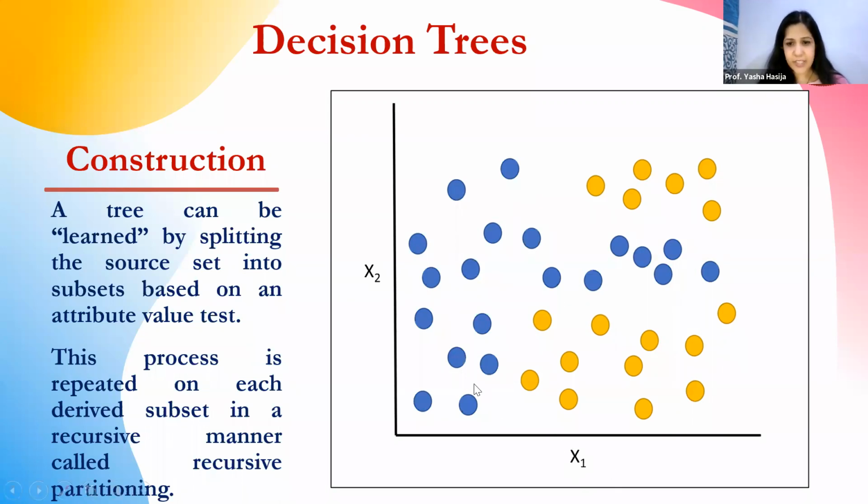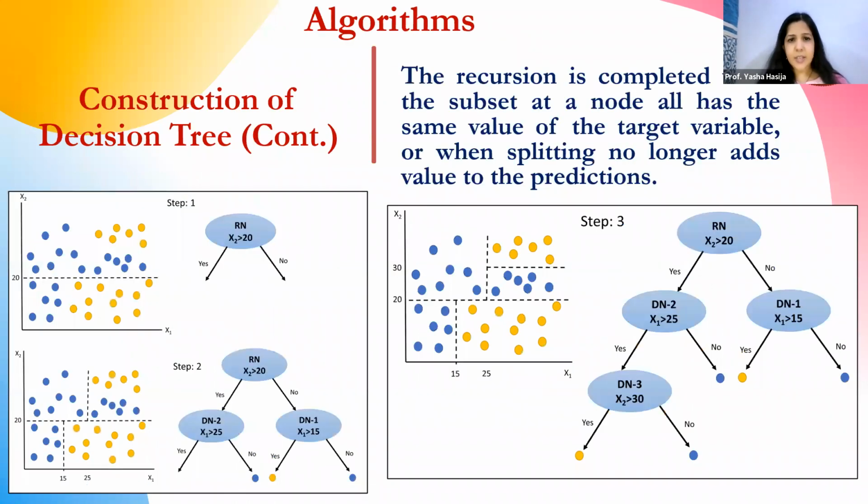So x1 is on my x-axis and x2 is on my y-axis. And these features, x1 and x2, describe these data points. So what would happen? My first step is to find the condition of the root node. For the root node, we have to build a condition or a test through which we can separate the maximum data points of the groups, right? That's the whole idea. So in step 1, we select the condition x2 more than 20.